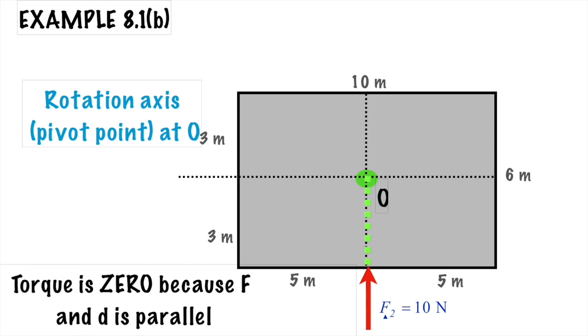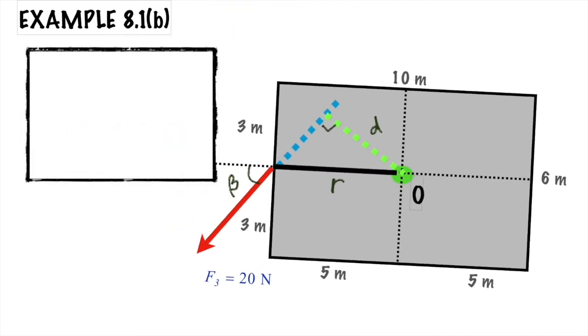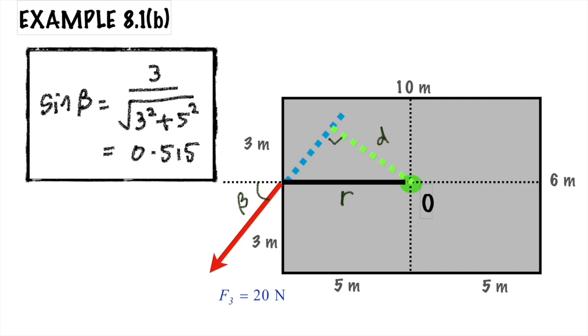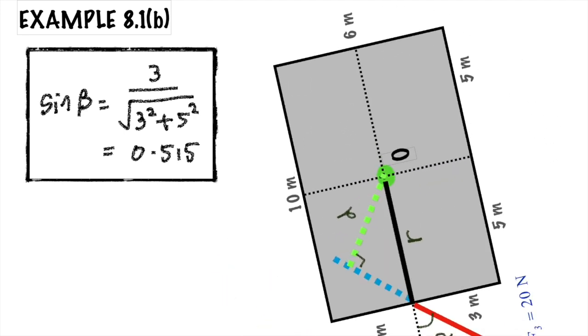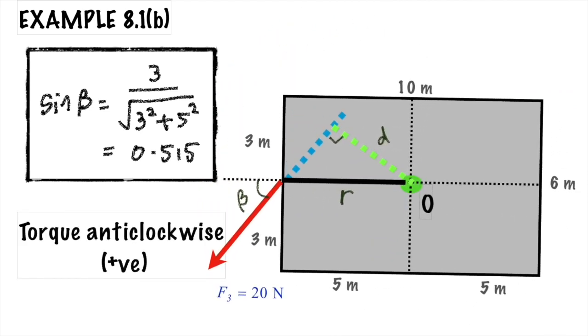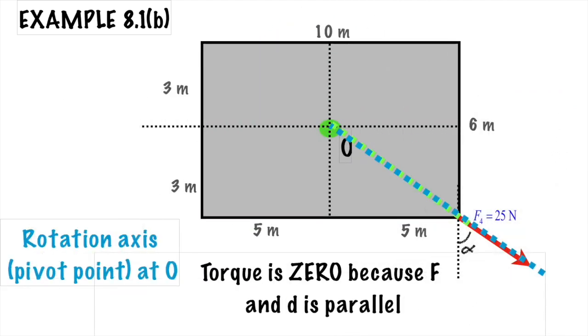For F2, torque is equal to 0 because F is parallel to D. For F3, we need to find the perpendicular distance D, and after that find the sine beta. Then the direction of rotation by this force is anti-clockwise, which means our torque is positive. Last force is F4. Torque is equal to 0 because F and D is parallel.